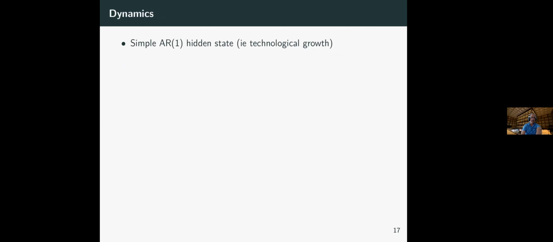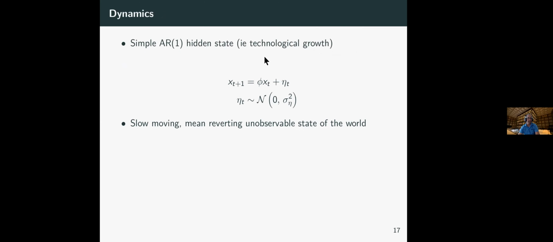Let's say there's an AR1 hidden state. The underlying hidden state, you can think of this as latent technological growth, follows a simple AR1. It's mean 0, but it doesn't matter; I just normalize it to mean 0 for simplicity. And the errors are normally distributed. So there's a slow moving, mean reverting, unobservable state of the world.